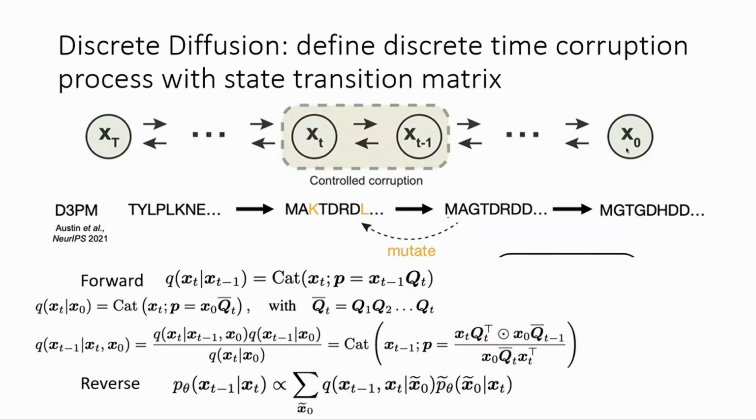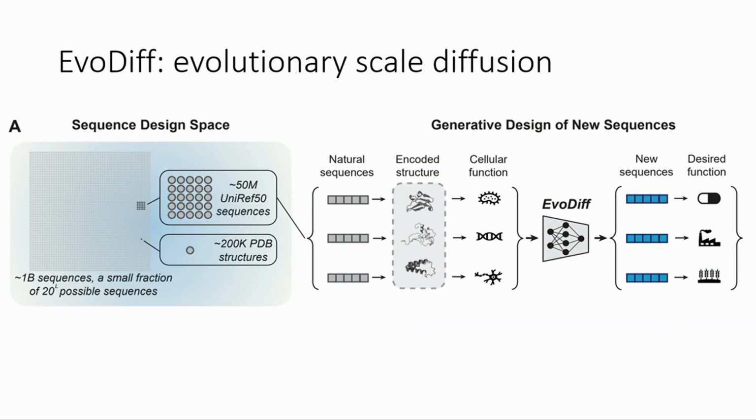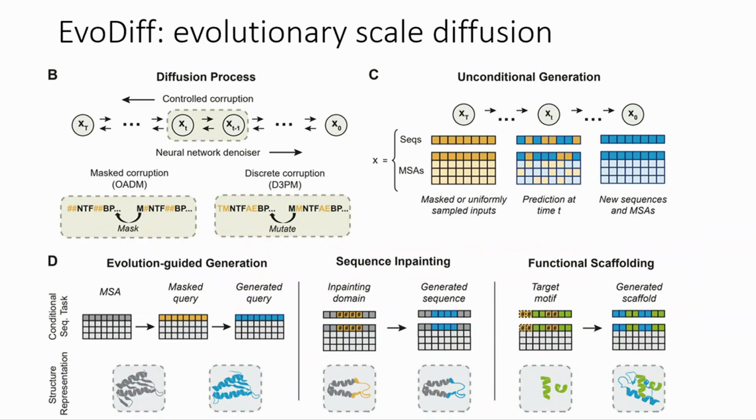So like the natural, and then one more thing is there's a recent paper called EvoDiff that basically applies such discrete diffusion on protein sequences, where they train a huge diffusion model on the UniRef protein sequences, and together with the sequence, they can also do diffusion on the MSAs, so you can learn to unmask and generate the evolutionary information together with the sequence.